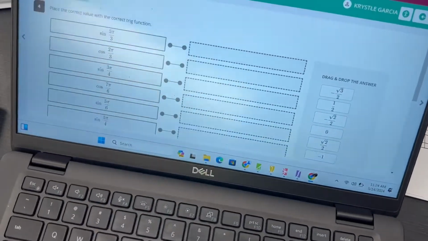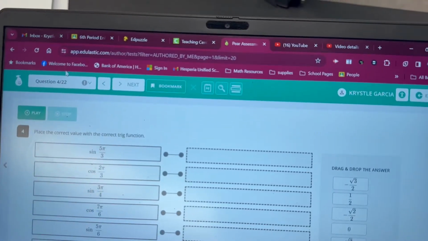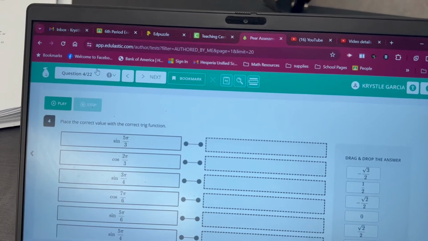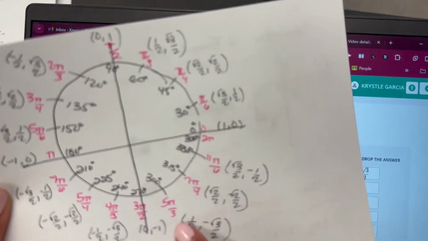Okay, because it was drag and drop. And yeah, here we go. So first one is sine of 5 pi over 3. So on my unit circle, 5 pi over 3 is right here.